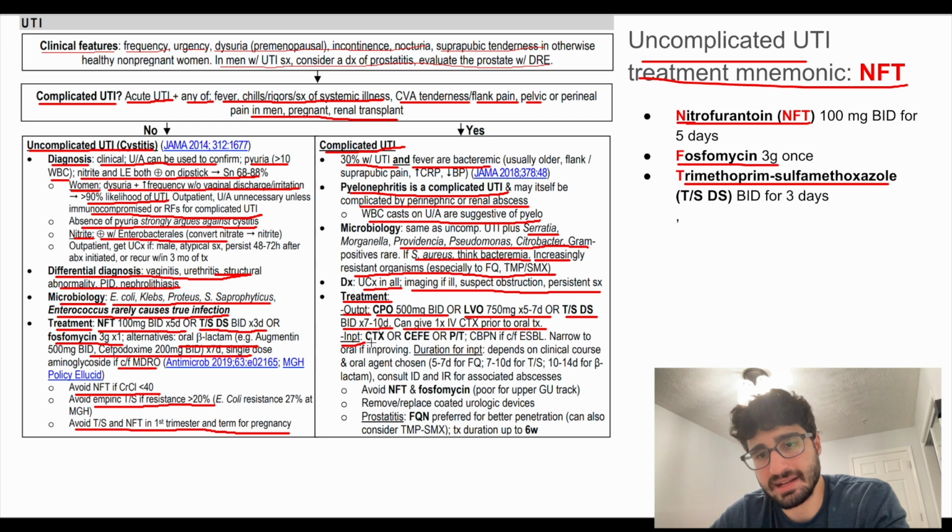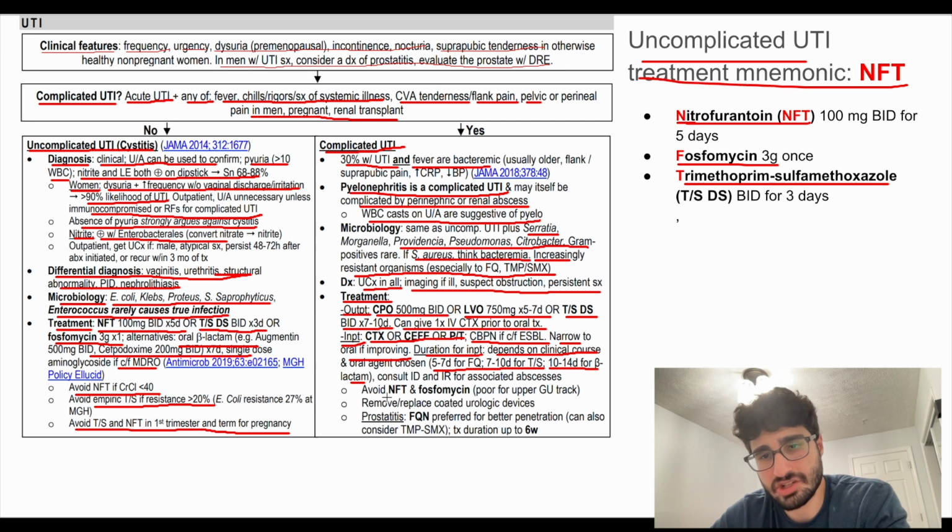In the inpatient setting, empiric options include IV ceftriaxone, cefepime, or piperacillin tazobactam. Adjust these based on culture and sensitivity, especially in suspected extended spectrum beta-lactamase infections. Oral step-down is going to be appropriate once the patient improves, and the duration is going to depend on the agent: 5 to 7 days for fluoroquinolones, 7 to 10 days for trimethoprim sulfamethoxazole, and 10 to 14 days for beta-lactams.